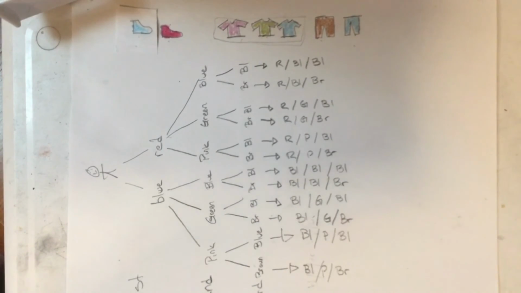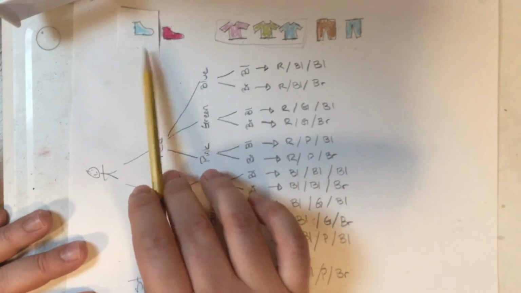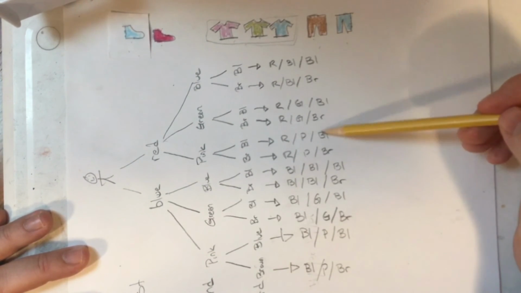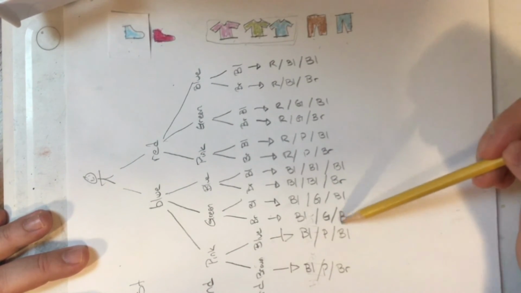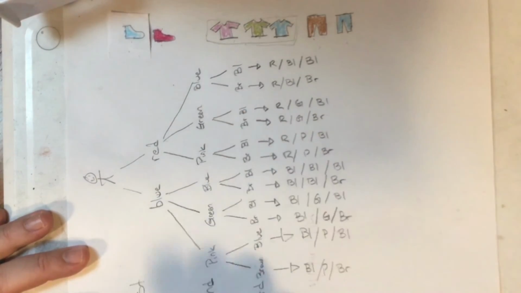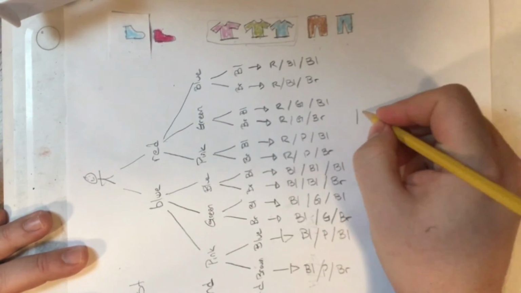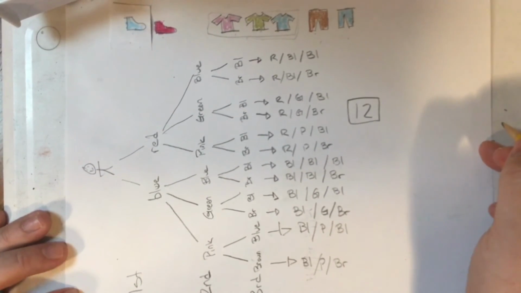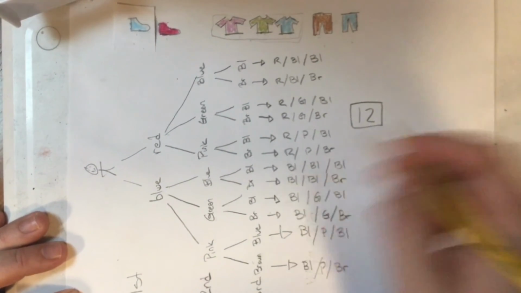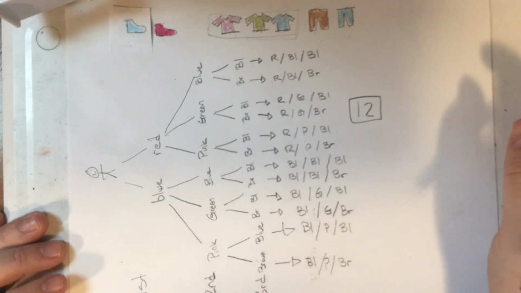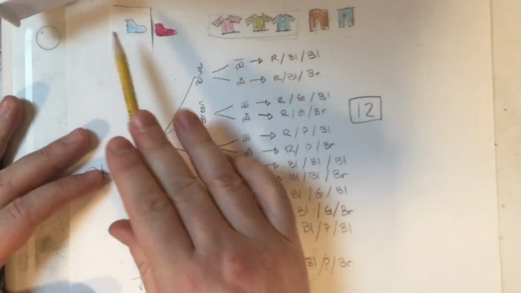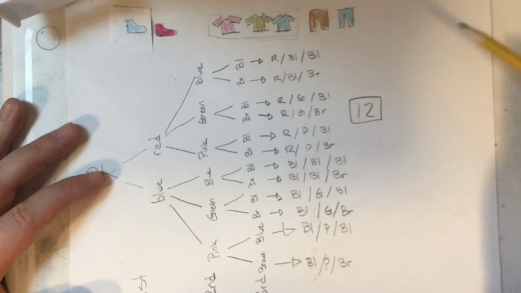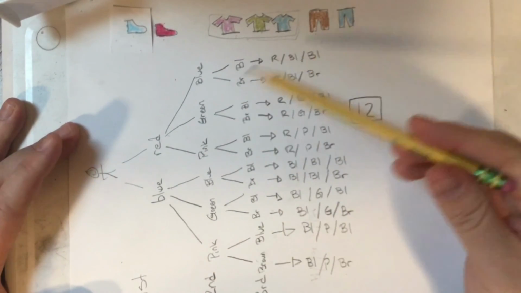Here are all the possible combinations. If he has 2 shoes, 3 shirts, and 2 pairs of pants, he can have 1, 2, 3, 4, 5, 6, 7, 8, 9, 10, 11, 12 different combinations for his outfit each day. So he could have 12 different outfits out of just these 1, 2, 3, 4, 5, 6, 7 things. That's the power of the probability tree.